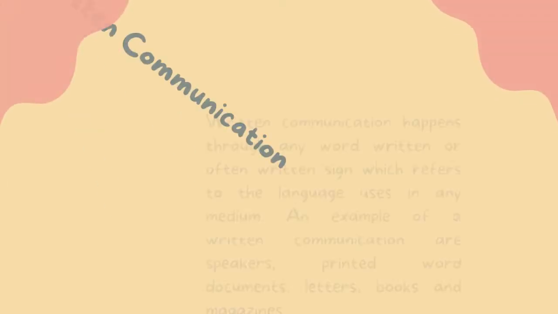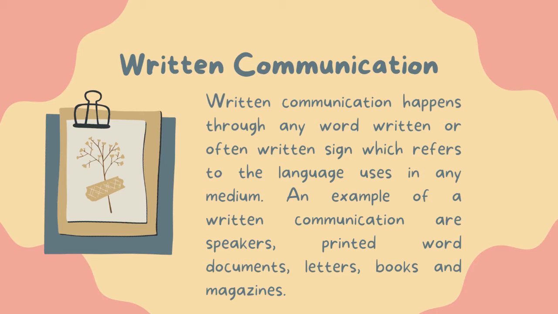Now, let us move on to the second type of communication, which is the written communication. What does it mean when we say written communication? Let us all find out. Written communication happens through any word written or often written sign which refers to the language used in any medium. An example of written communication are newspapers, printed word documents, letters, books, and magazines. Those are the different types of verbal communication.